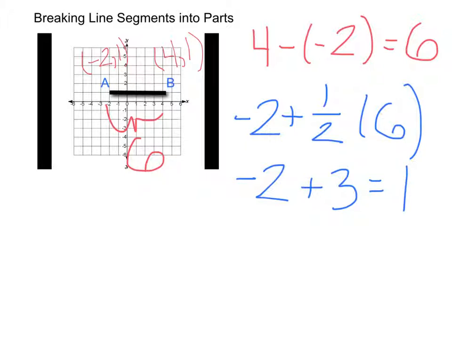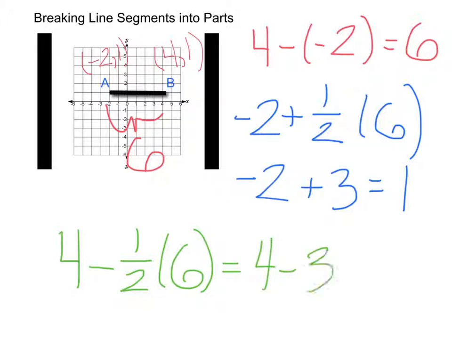The other way that I can think about that, I'm going to indicate this way in green, is that I could look at the fact that I have 4 here, and I could say 4 minus, since we're going to the left, okay, so I have 4 minus 1/2 times 6. That would get me 4 minus 3, and that would also get me 1.